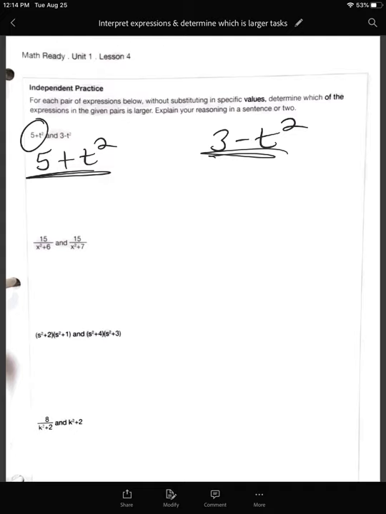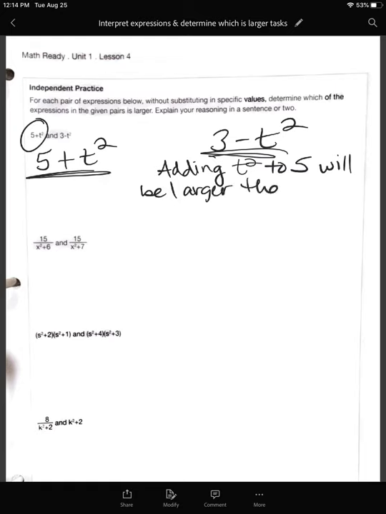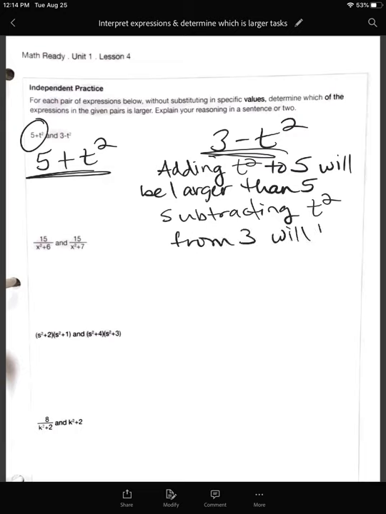And you could just write it. Adding t squared to 5 will be larger than 5. And then subtracting t squared from 3 will be smaller than 3. Something as simple as that could be the reasoning that you give me. Don't overthink it, just put it in your own words, and let me know if you need me.